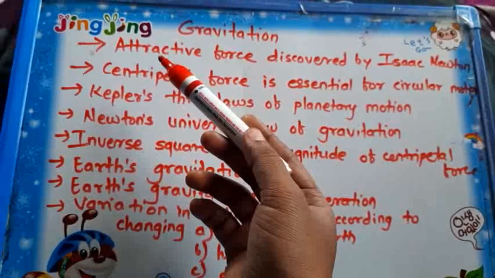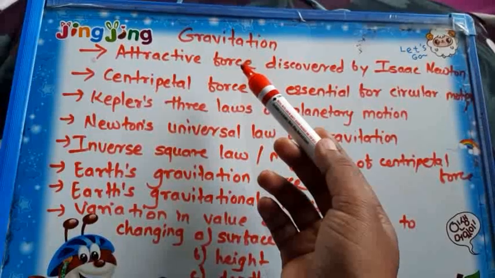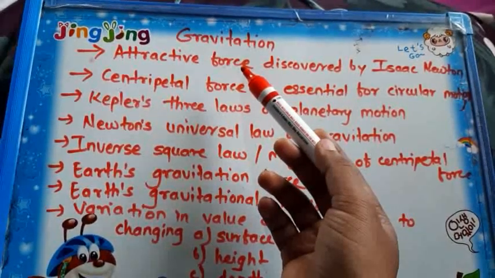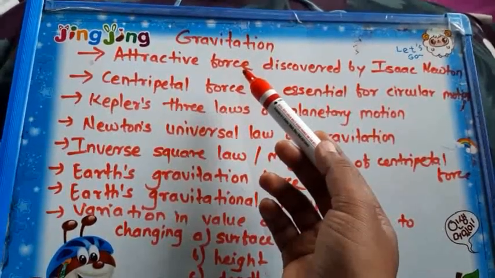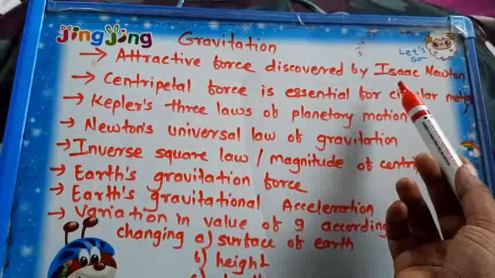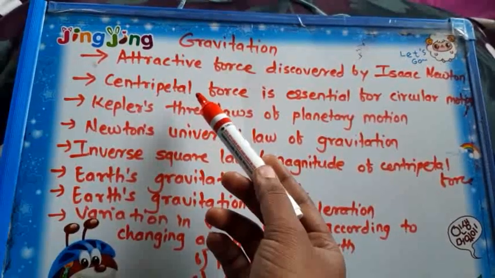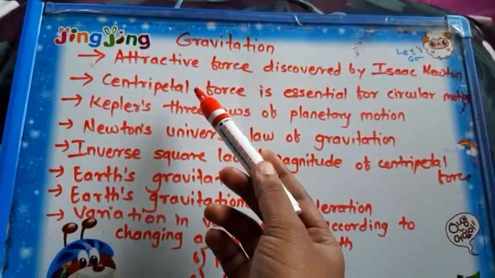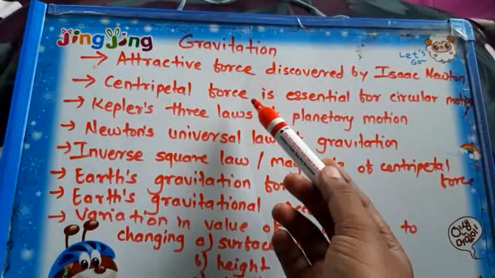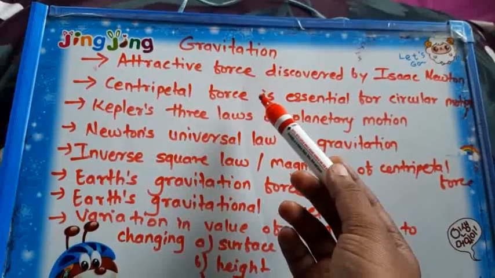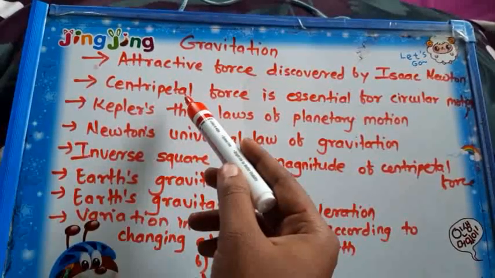Gravitation. Gravitation is the attractive force exerted by all the objects in the entire universe, and this force is attracting each and every object towards them. This force was discovered by Sir Isaac Newton. Next, centripetal force. Centripetal force is the force which is essential for circular motion. This force is directed towards the center of the circle, and that's why the name is centripetal, that is center seeking.